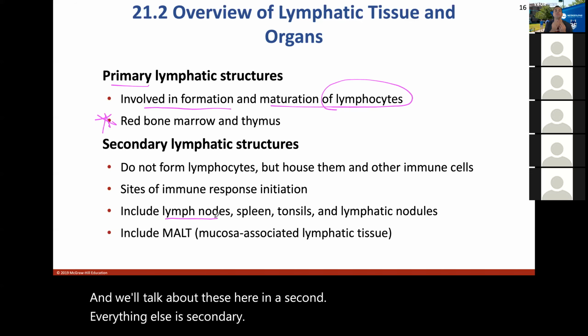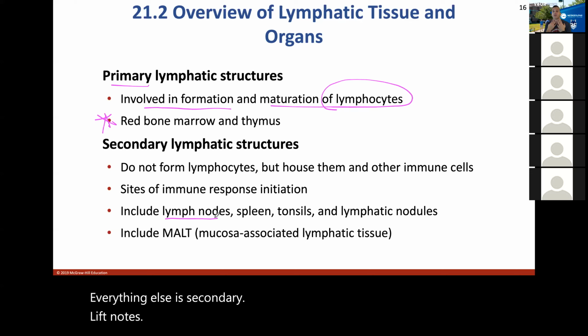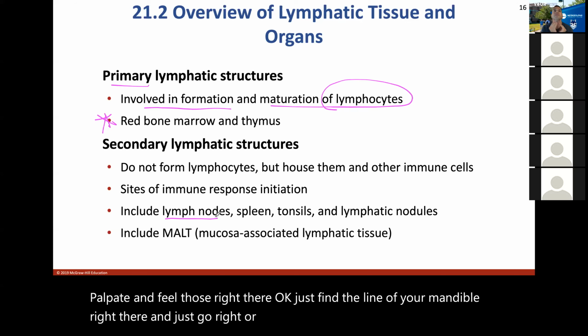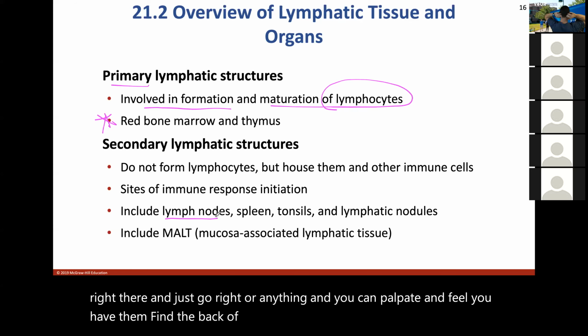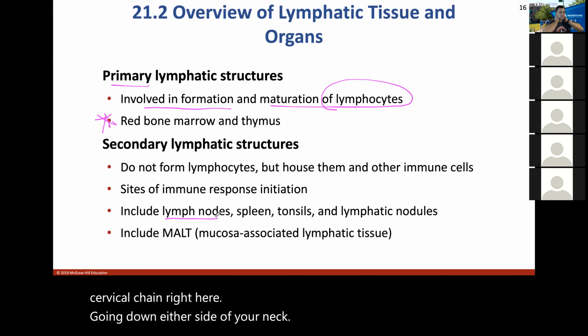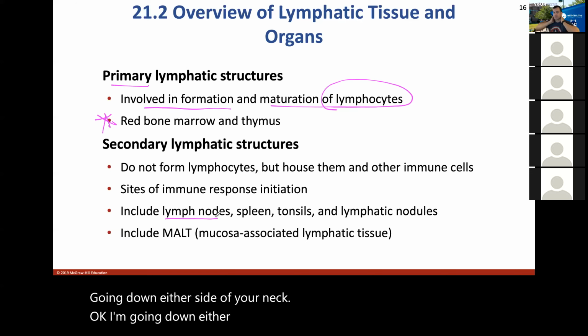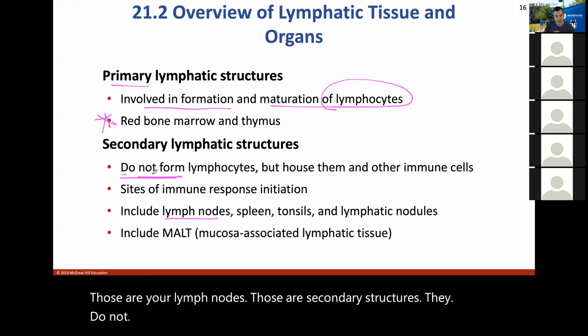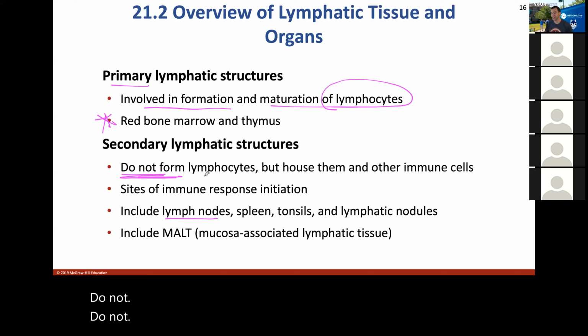Lymph nodes. Palpate and feel those right there. Just find the line of your mandible and go right underneath it, and you can palpate and feel them. Find the back of your head, the base of your skull. You have some posterior cervical lymph nodes right here. You have a posterior cervical chain going down either side of your neck. Those are your lymph nodes. Those are secondary structures. They do not form lymphocytes. They just house them.